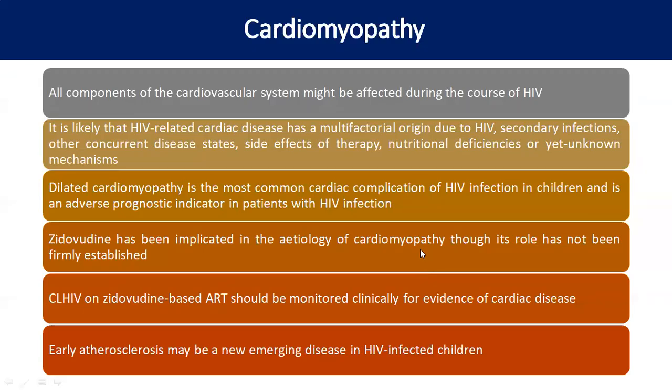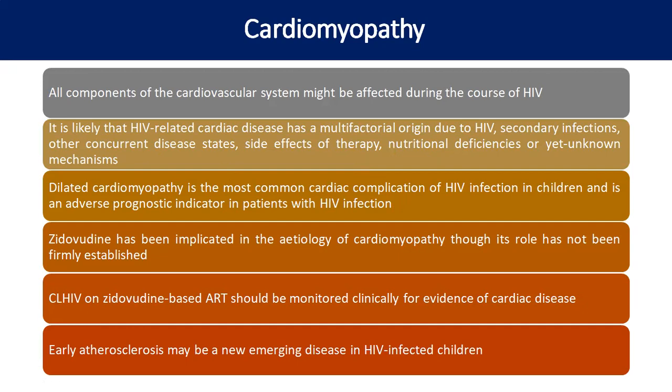Others could involve the cardiac system, where cardiomyopathy is a very common cause of mortality in HIV. All components of the cardiovascular system might be affected during the course of HIV. It is likely that HIV-related cardiac disease has a multifactorial origin due to HIV per se, secondary infections, other concurrent disease states, side effects of therapy, nutritional deficiencies, or yet unknown mechanisms.